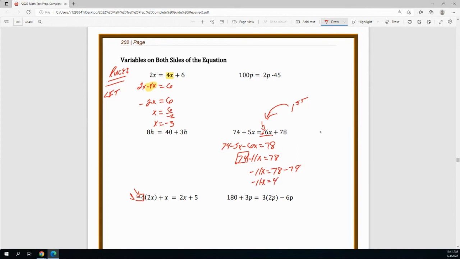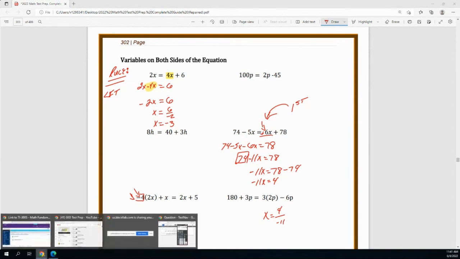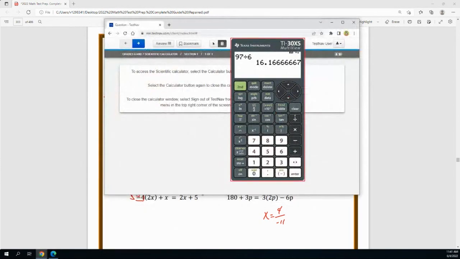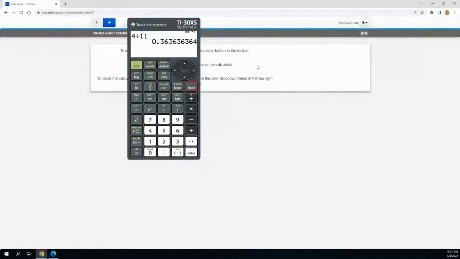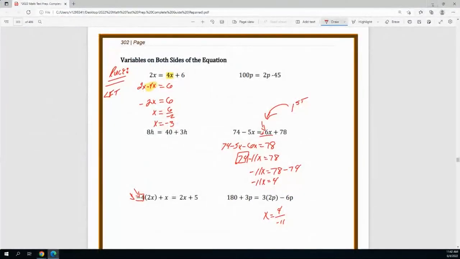Okay, now we're almost finished. The opposite of multiplying, let me get rid of that too, because I don't want to cause too much confusion. The opposite of multiplying by negative 11 is to divide the other side by negative 11. So x equals 4 divided by negative 11. And we're going to want to type that in the calculator. I'm just going to go ahead and write 4 divided by 11. I know it's going to be negative 0.36. Oh, it's a fun number. So 0.36 repeating. x equals negative 0.36 repeating.